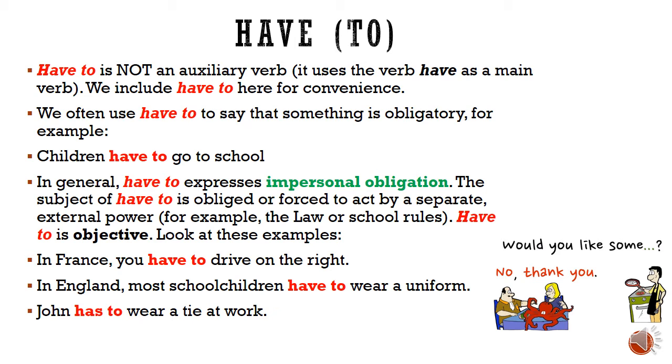Now, children have to go to school, for example. This is a must, or this is something very important. Again, in general, have to expresses impersonal obligation. The subject of have to is obliged or forced to act by a separate external power. For example, the law or school rules. Have to is objective. Look at these examples. Meaning, the main point here is that have to expresses something very necessary or very obligatory. You cannot change it.